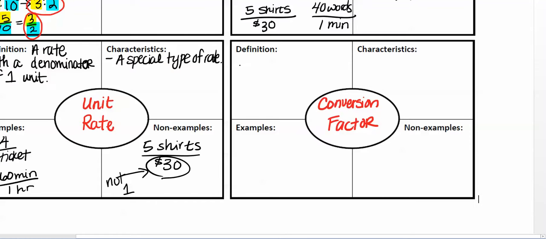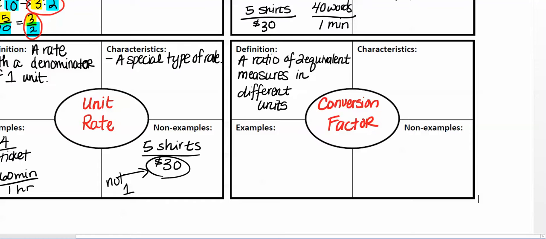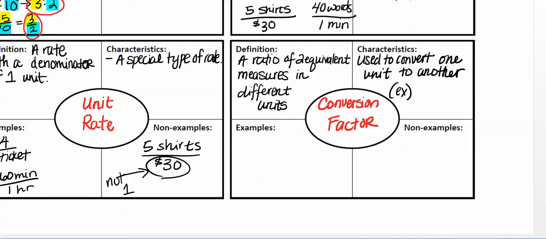All right, so the definition of a conversion factor, it is a ratio. So it is a type of ratio. It's a ratio of 2 equivalent or equal measures. And these would be in different units. Okay, so its characteristics, it's used to convert 1 unit to another. For example, from feet to inches. Or maybe from inches to feet. You can go either way.